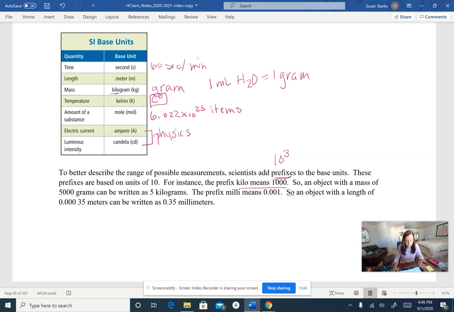Okay? Prefix milli means 1/1000th. So in fraction form, 1/1000th or 1 times 10 to the negative 3. So an object with a length of 0.00035 meters could also be written as 0.35 millimeters.